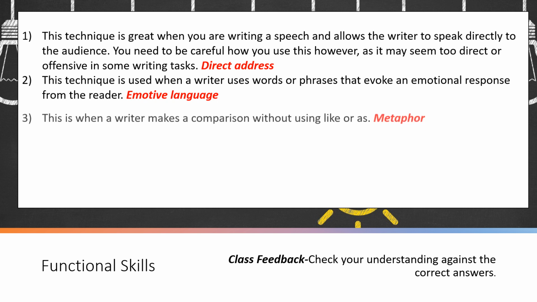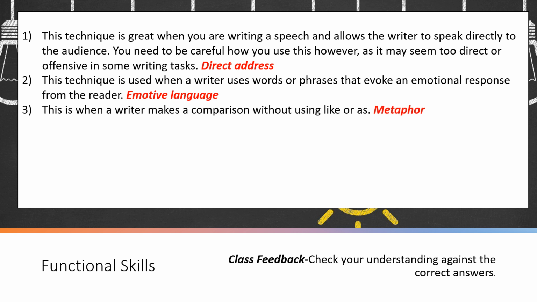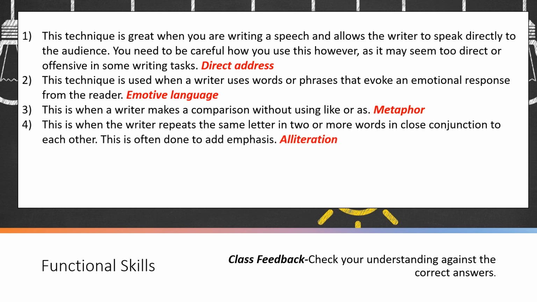Number 3. This is when a writer makes a comparison without using like or as, and that's a metaphor, and the key word there to focus on is without. So without using like or as. If it does use like or as, it would be a different technique. Number 4. This is when the writer repeats the same letter in 2 or more words in close conjunction to each other. This is often done to add emphasis, and this is alliteration.